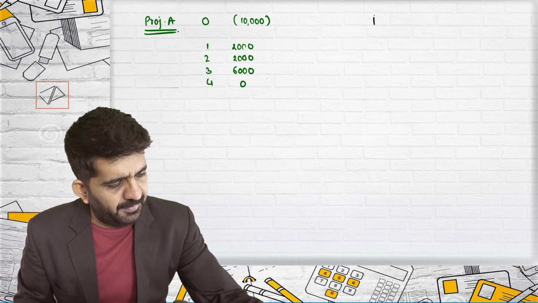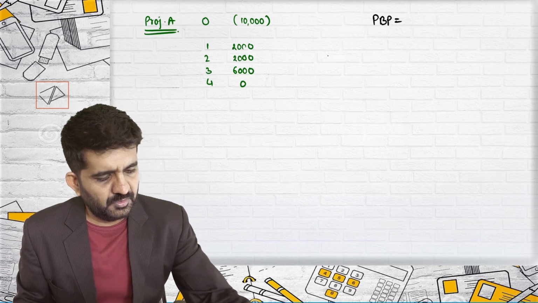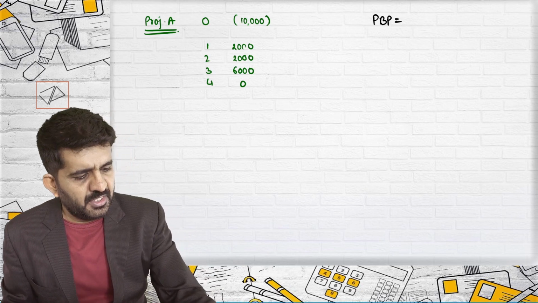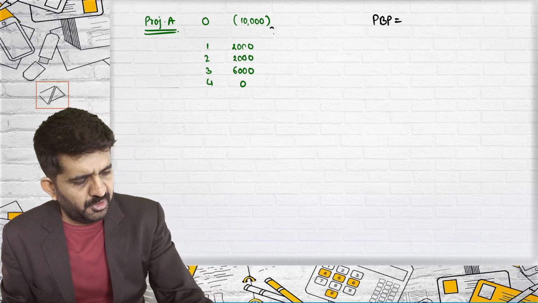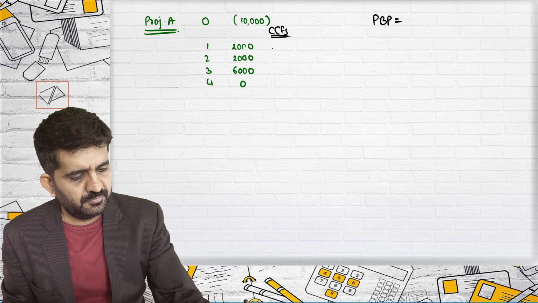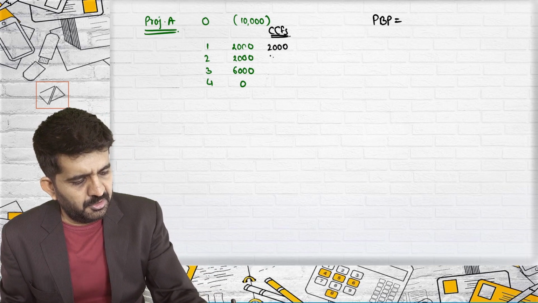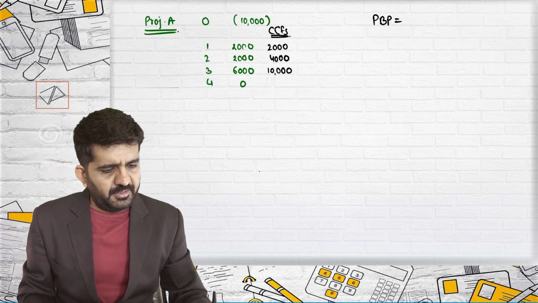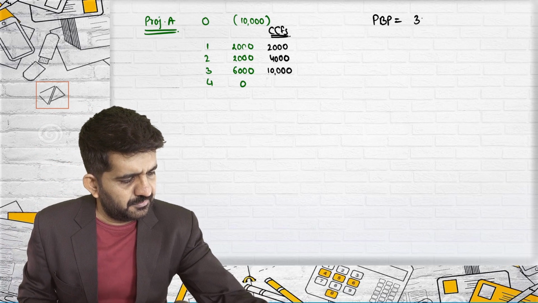First I am finding out payback. I want to recover how much? 10,000 rupees. I am finding out cumulative cash flows. This is 2,000. This is 4,000. 4 plus 6 is 10,000. It was not required, but still, it is 3 years.